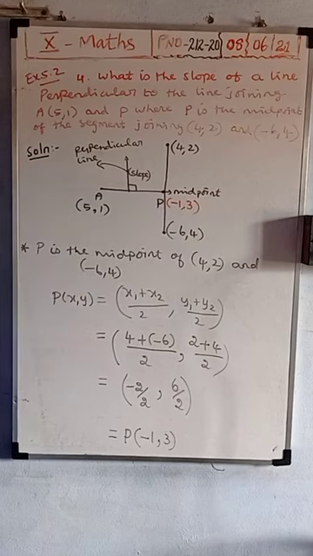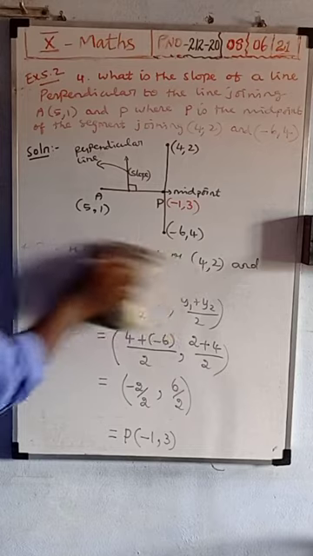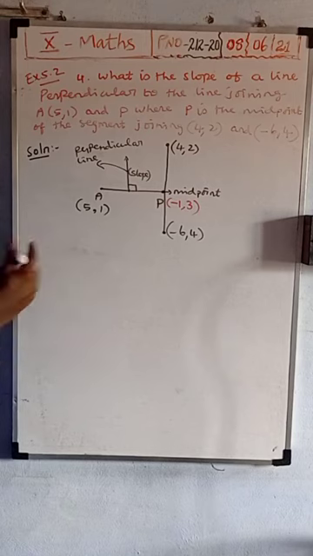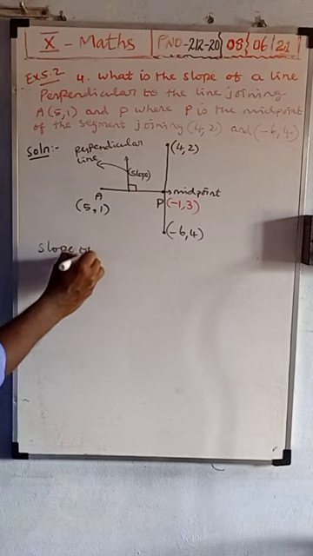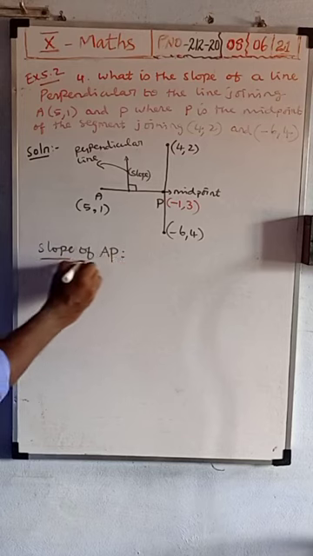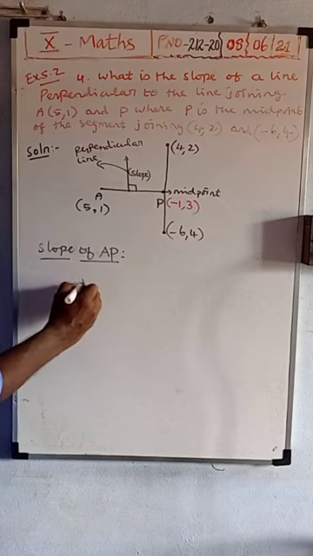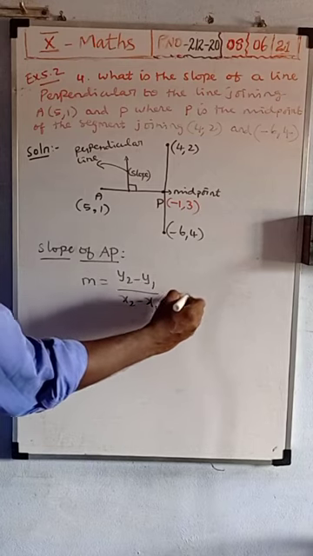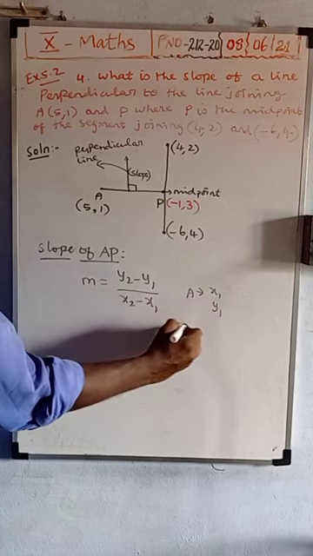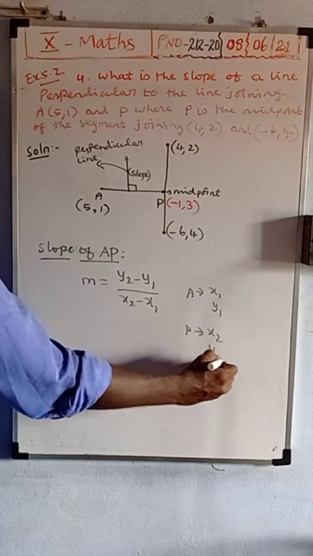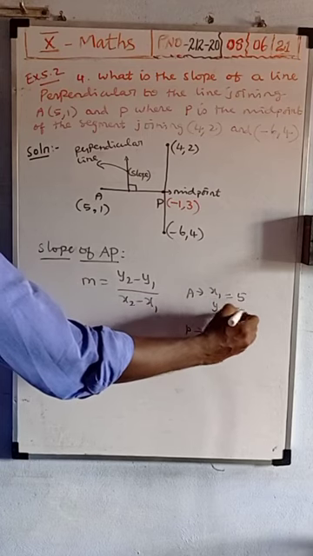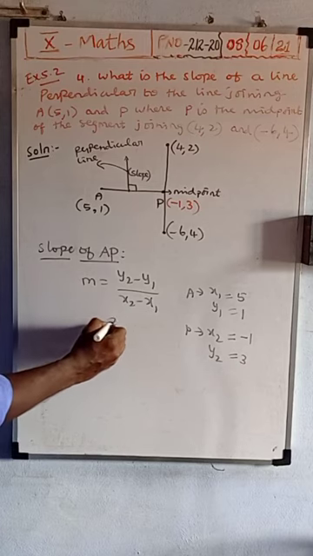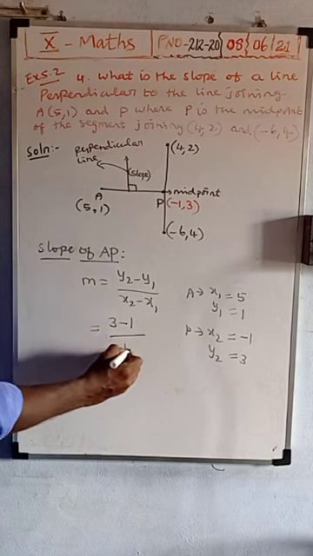Now slope of AP we want to find. What is the formula we know? M is equal to (y2 minus y1) by (x2 minus x1). Here A point is (x1, y1), P point is (x2, y2). A point is (5, 1). P point now only we received, (-1, 3). So substitute in this formula. So 3 minus 1 divided by -1 minus 5.